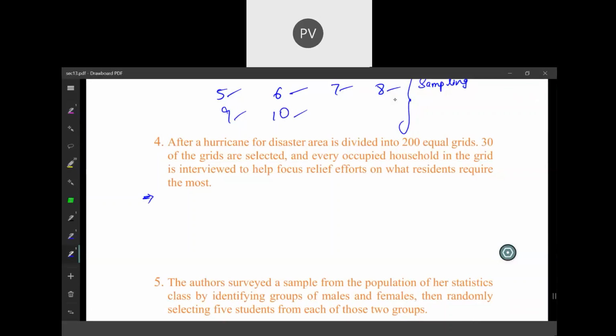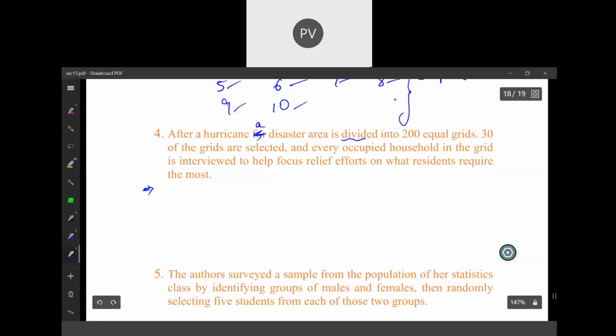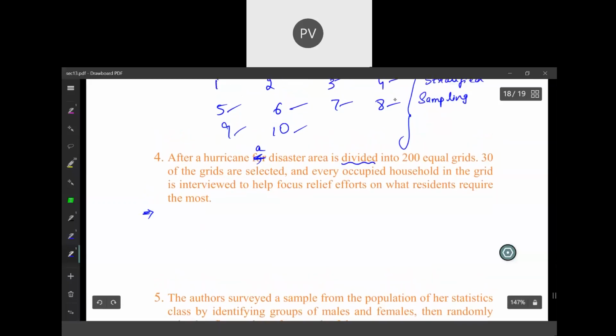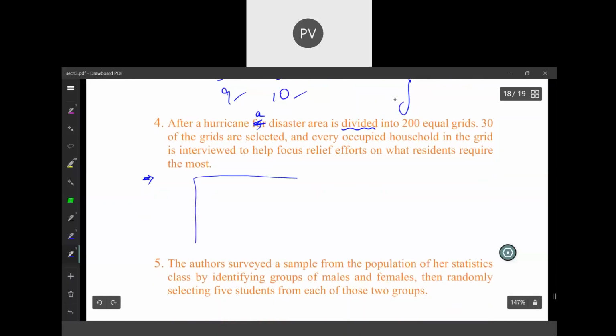After a hurricane, for a disaster area, the area is divided into 200 equal grids, and 30 of the grids are selected, and every occupied household in the grid is interviewed to help focus relief efforts on what residents require the most. So here, observe one thing carefully. They say divided. So there is one large group, and they are dividing that group into 200 equal grids.